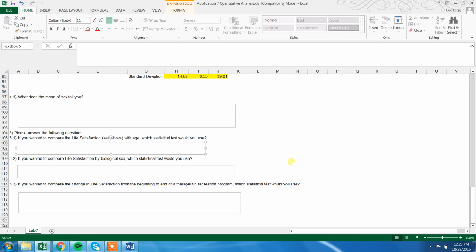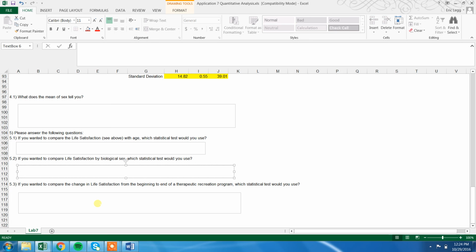If you wanted to compare life satisfaction by biological sex, okay, is there a difference but based on biological sex on life satisfaction? Which statistical test would you use? Same options. Enter in the text box. 5.3, if you wanted to compare the change in life satisfaction from the beginning to the end of a therapeutic recreation program, one group, 2 time, right? Change in life satisfaction with the program in the middle. What statistical test would you use?